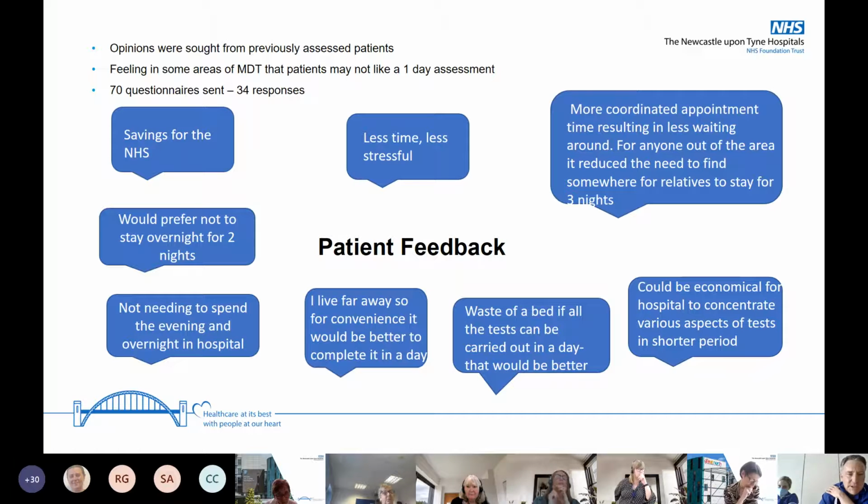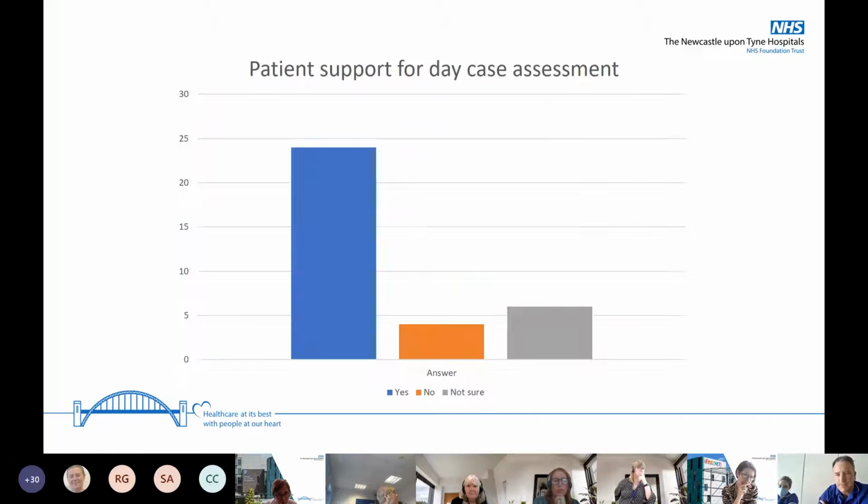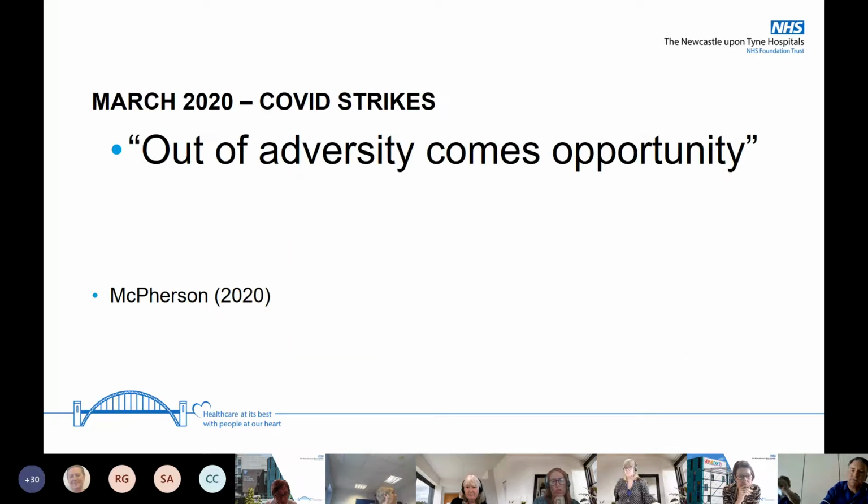And so we sent out 70 questionnaires and got 34 responses, and some of those responses are there. But there was overwhelming support from those 34 for day case assessment. So it was 24 of the 34 felt this would be beneficial.